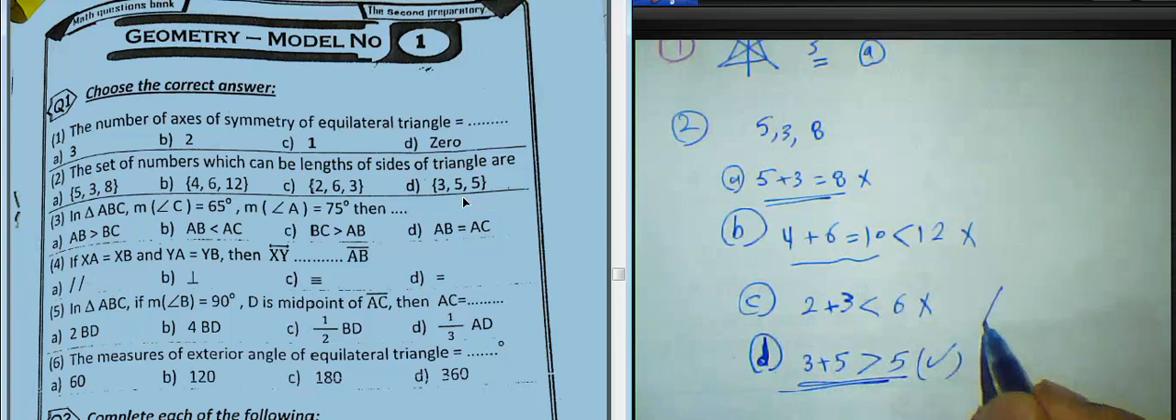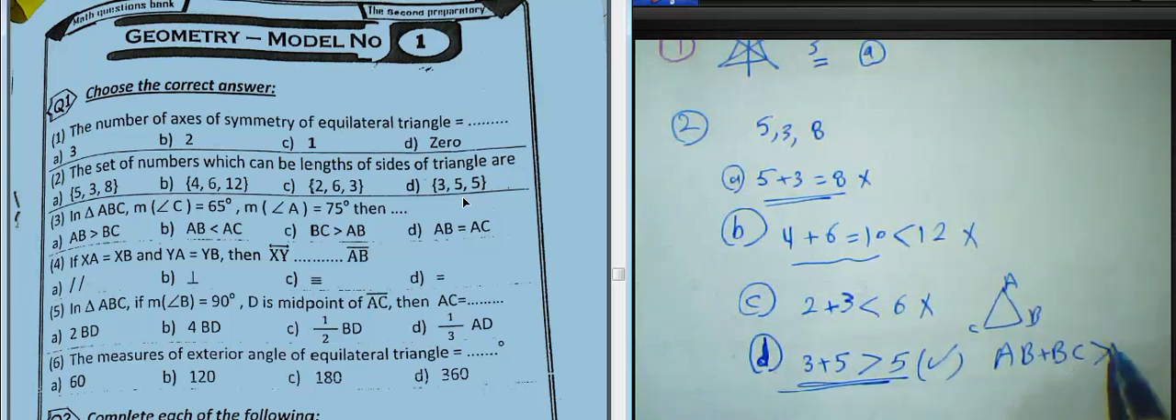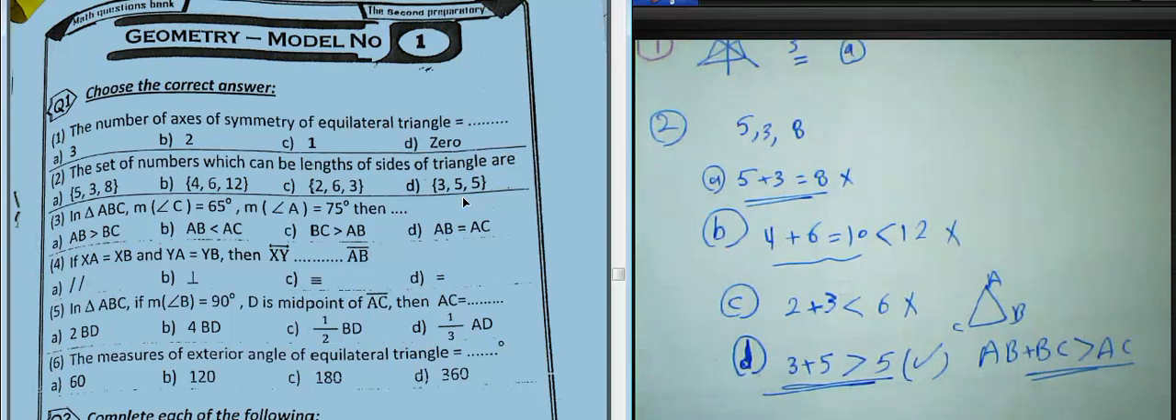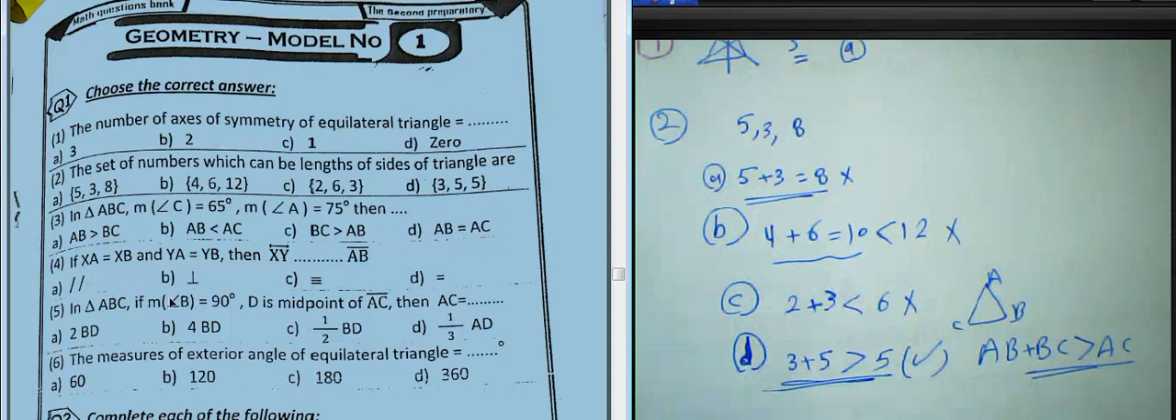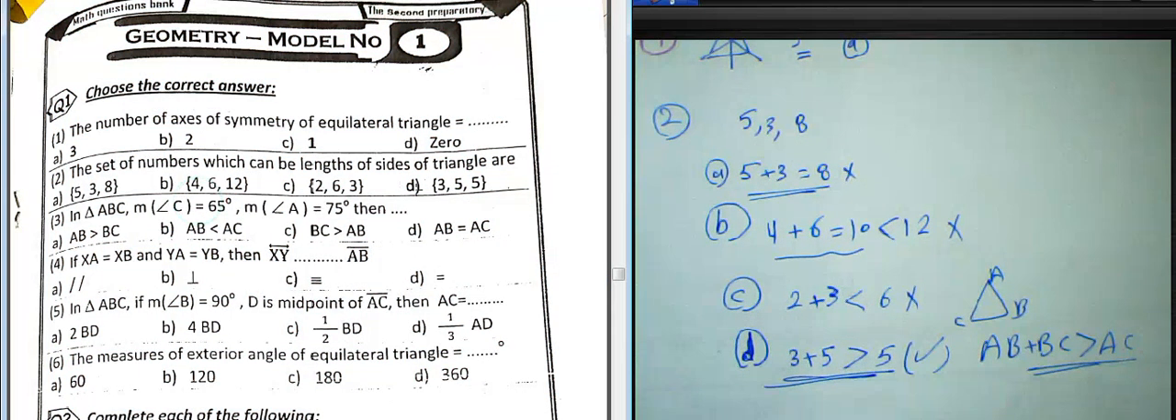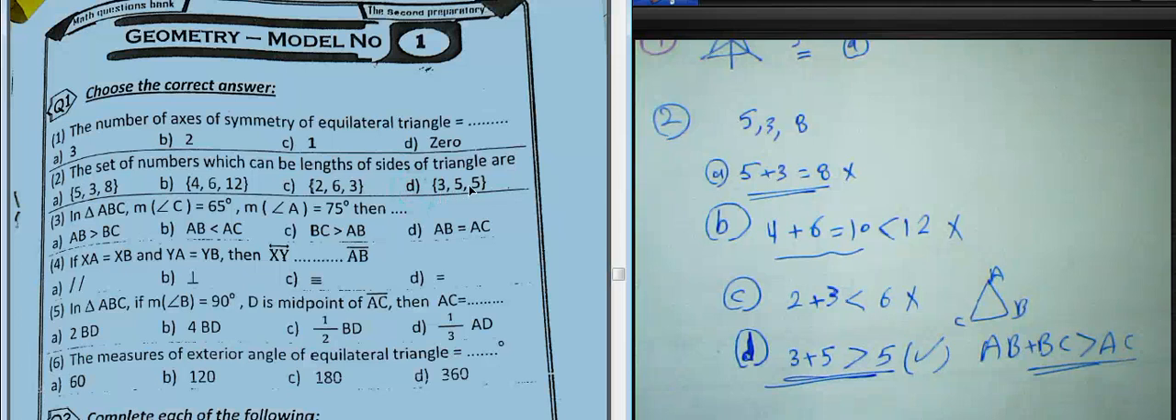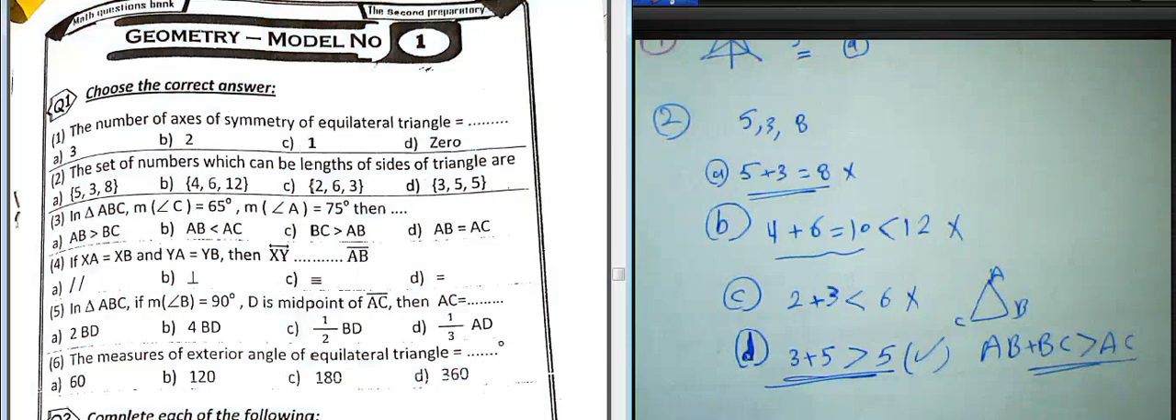You must know that when you want to draw any triangle, the sum of any two sides must be more than the third. Such that ABC is a triangle, if AB plus BC is more than AC, then you can draw the triangle. Then in this example number 2, we must choose letter D because 3 plus 5 equals 8, and 8 is more than 5. It's okay.